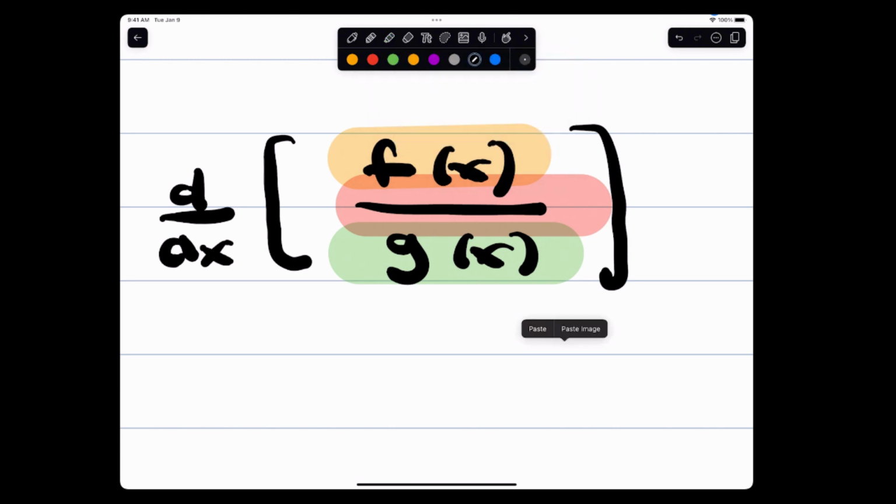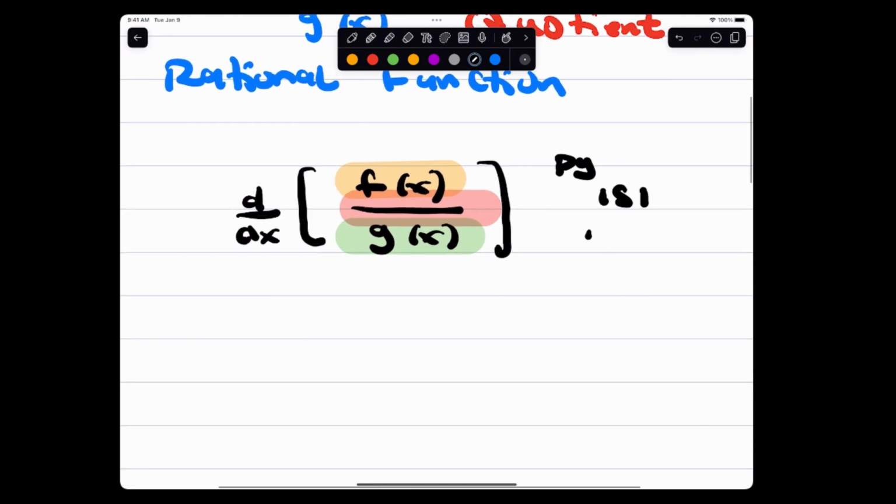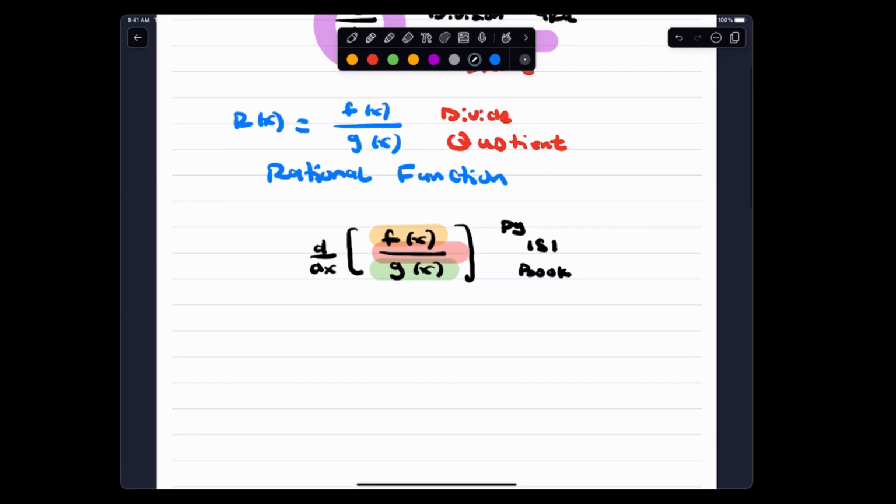I'm going to have you guys read the proof before I spend the time to prove it to you. It's on page 151 of your book. There's a proof in the book. So let's differentiate a quotient here. Let's give you what's called the quotient rule.